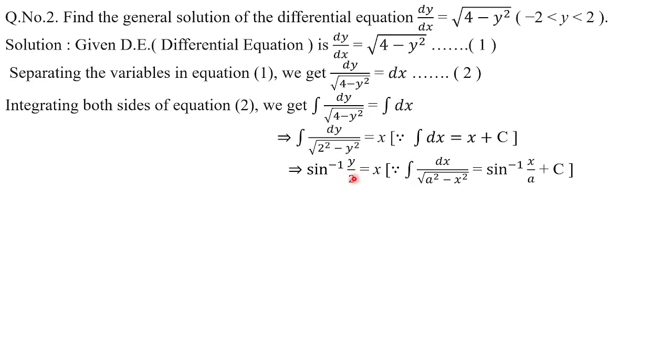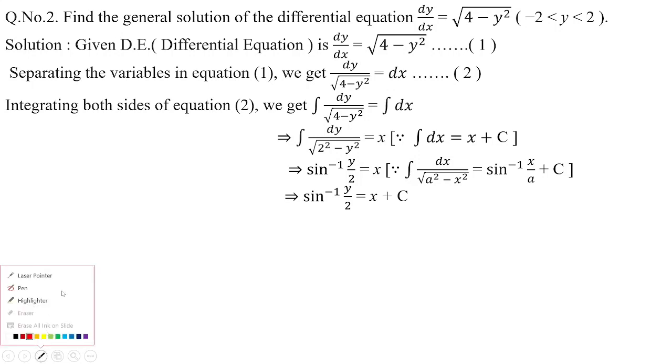Integration part is over. What should we do at the last step? We have to add the constant of integration. So finally here we add the constant of integration. That implies sine inverse of y by 2 is equal to x plus c. We can stop the solution at this step. We can write a conclusion step, which is the general solution of the given differential equation.